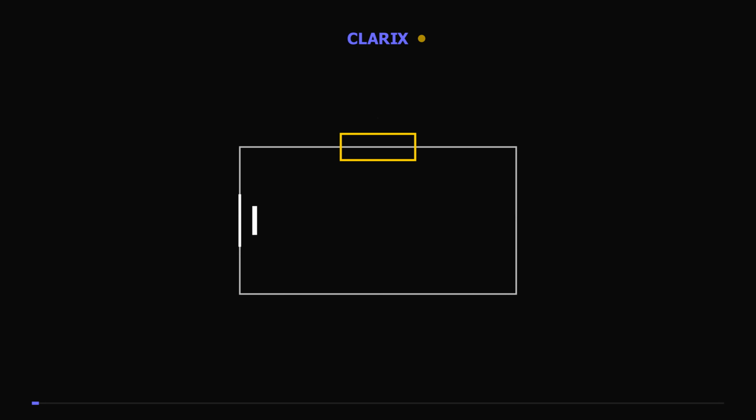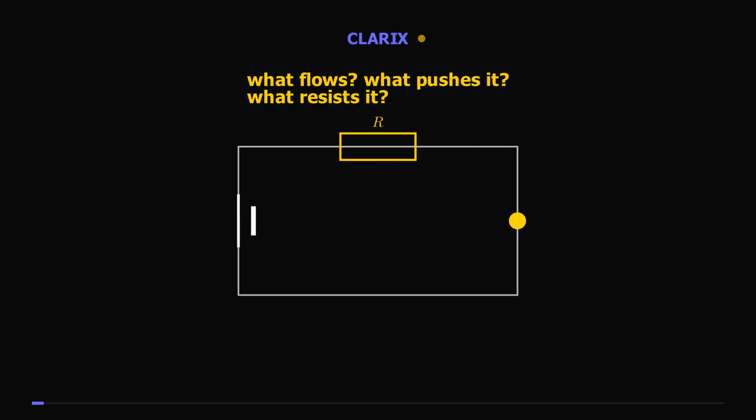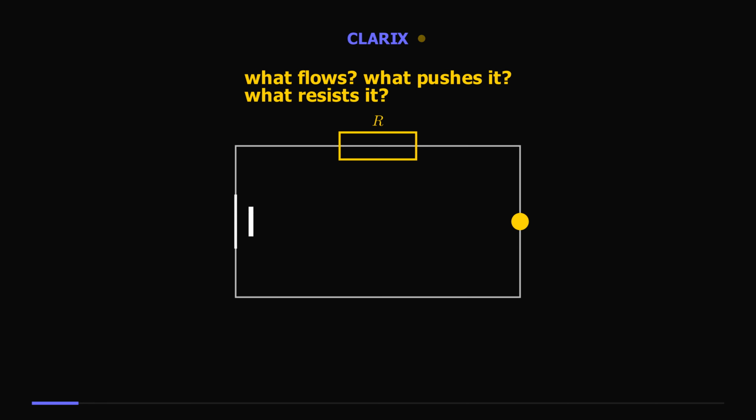Flip a switch and a bulb lights instantly. But what's actually moving in that wire, what pushes it, and what slows it down? Answer those three, and all of electricity opens up. In this video, we'll build current, potential difference, Ohm's law, and resistance, each from scratch in plain language. Let's start with what's flowing.